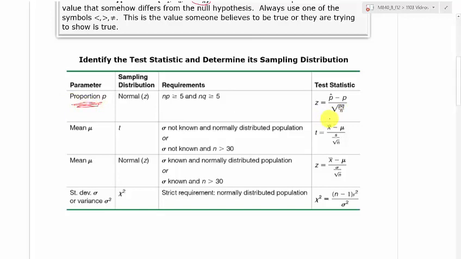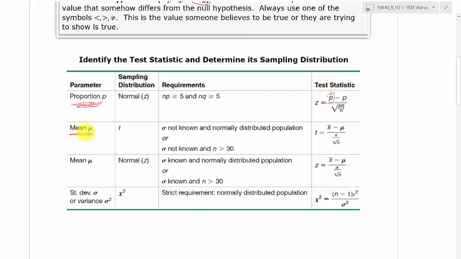Your sampling distribution is the standard normal distribution, and the test statistic to calculate it is p hat minus p. P hat, remember, is from your experiment, and this p is the one that we are assuming is true from previous knowledge. So p hat minus p divided by the square root of pq over n.